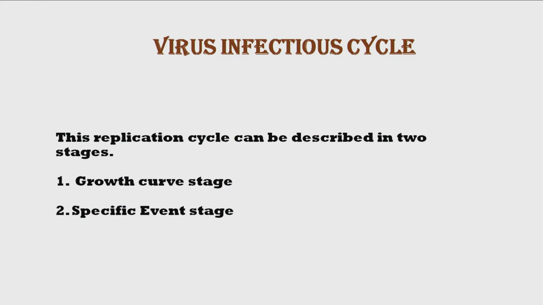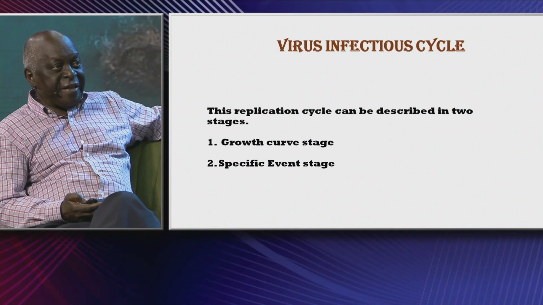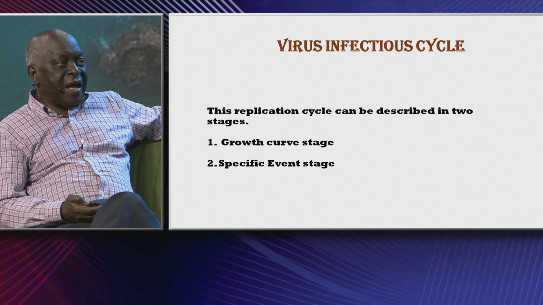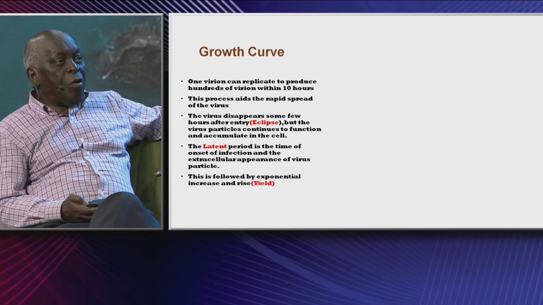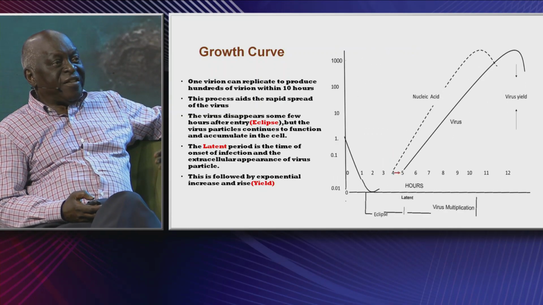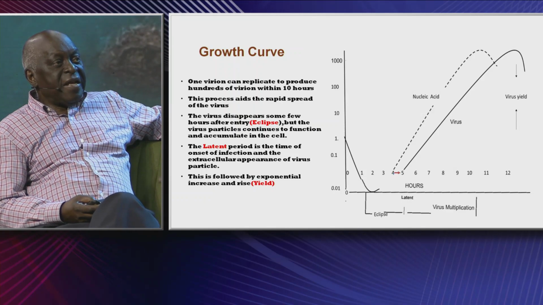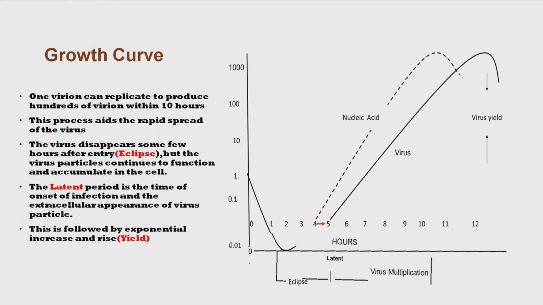And this viral replication cycle can be described in two stages. Number one, the growth curve stage, and number two, the specific event stage. The growth curve stage, which is represented by the diagram on the right, is characterized by three stages. Number one, the eclipse. This is the time when the nucleic acid is being replicated inside. The virus particle does not appear at this time. That's why it's represented by the dotted line.